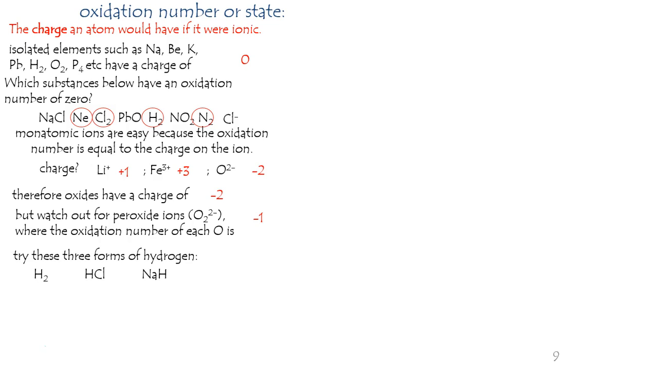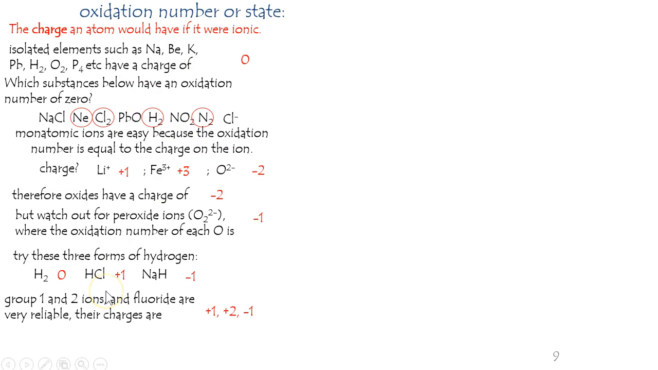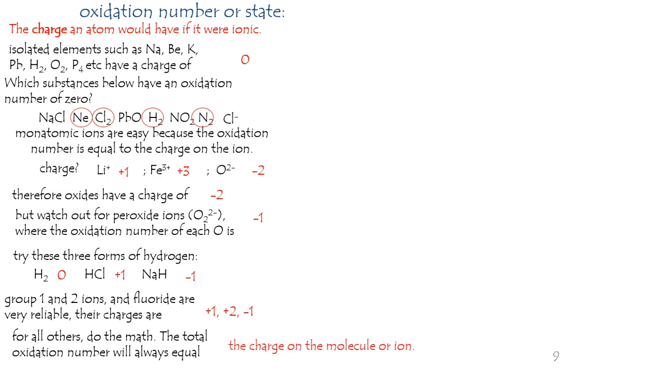So let's try these three forms of hydrogen. Atomic form is 0. I should say, I suppose, molecular form. If it's the hydrogen cation, that's plus 1, but sodium hydride, that's the hydride anion, is minus 1, and hydrogen can do that because it wants to gain 1 electron occasionally to become isoelectronic with helium. The group 1 and 2 ions, as well as fluoride, are pretty reliable because they'd be 1, 2, and minus 1 always. So that's good to keep in your mind. But for all the others, do the ones you know, and the missing one you can do by the math. Sound a little weird? Try these examples.